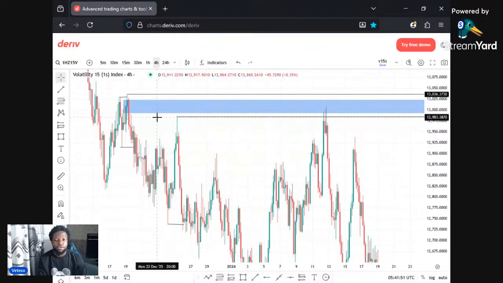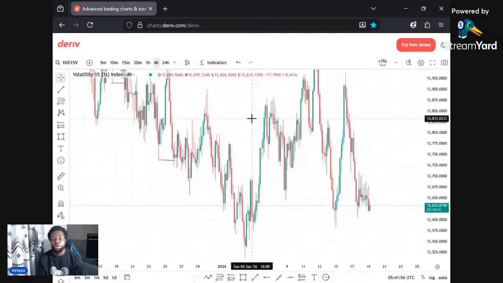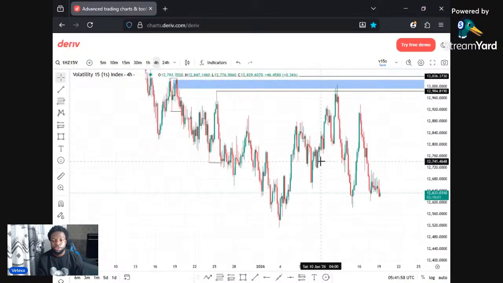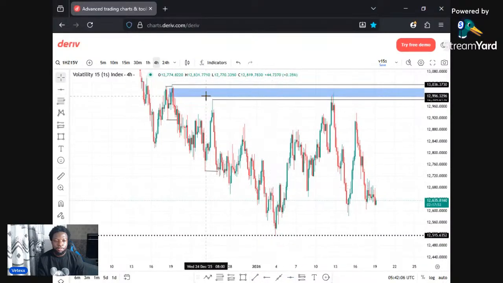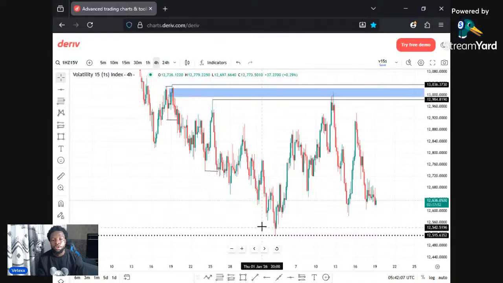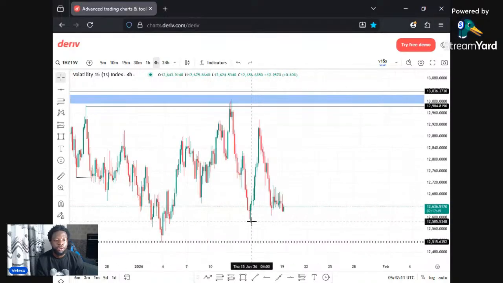Now this is our point of interest. We anticipate price to come into this zone and continue to the opposite direction, of which price has done that. And then here is our finish point. This is our starting point and this is our finish point. So what do we do now? We'll go to the 15 minutes time frame to look for a setup.